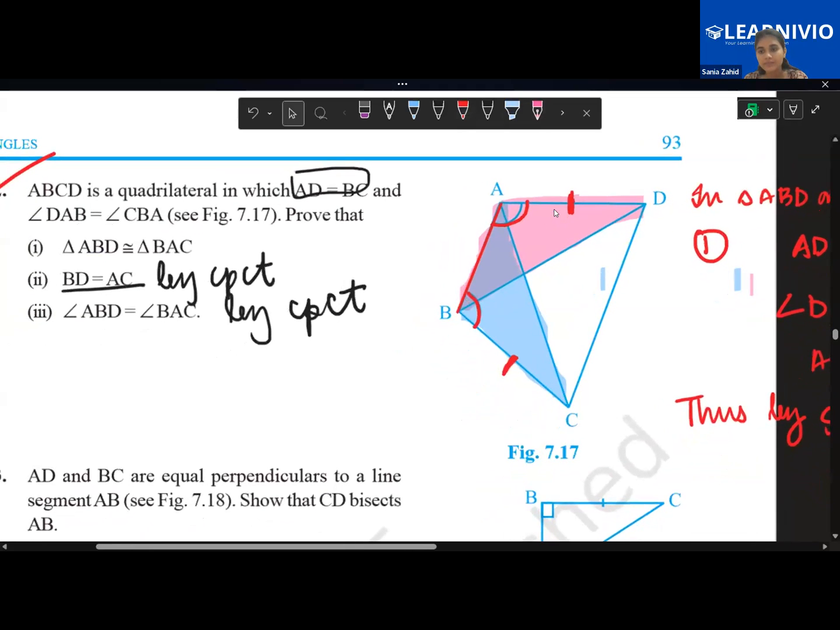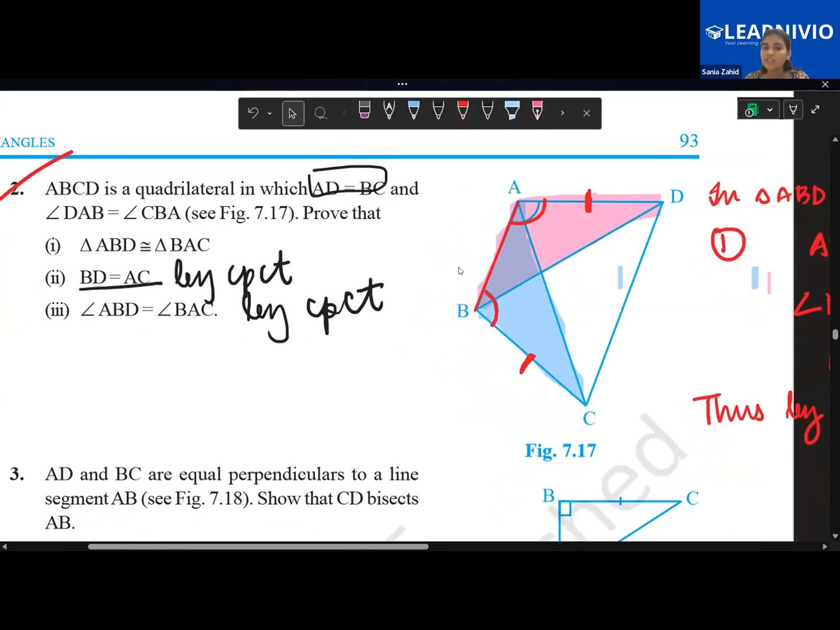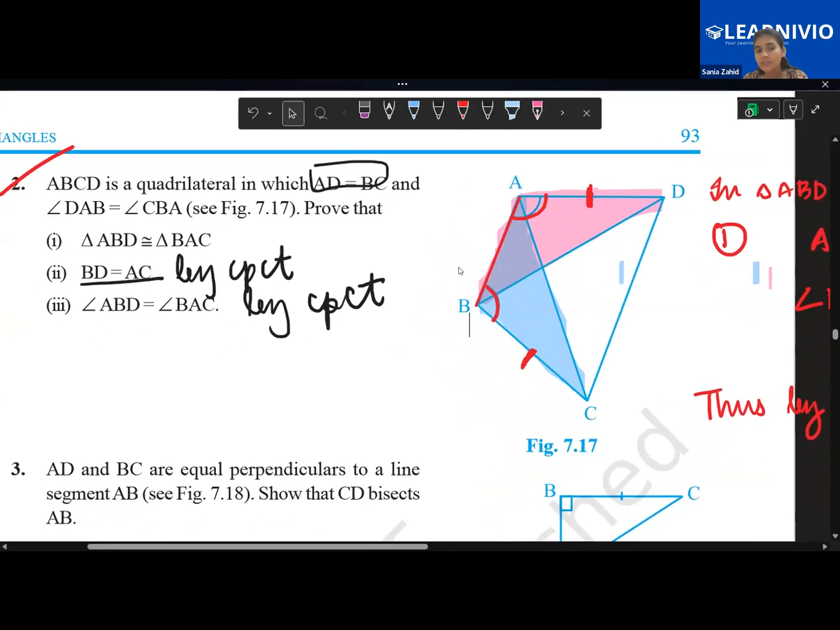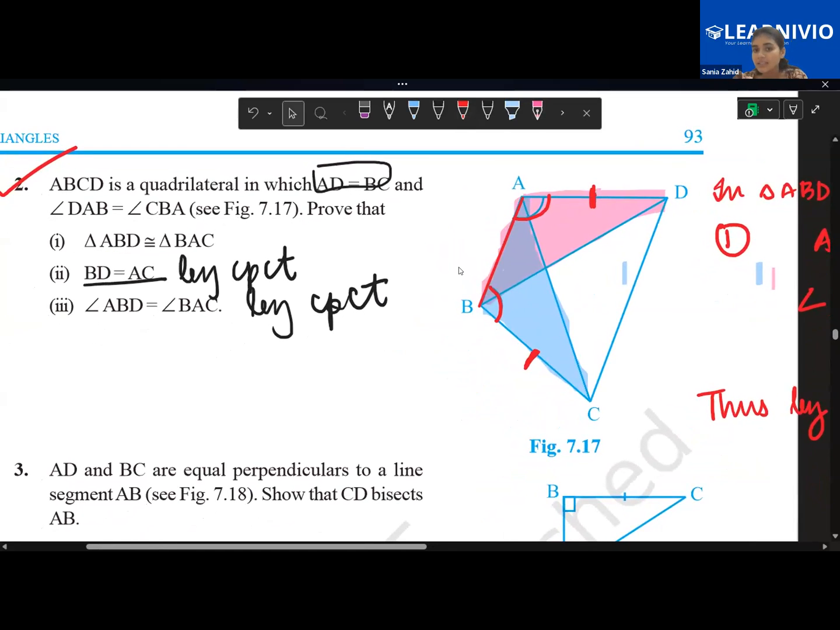Got it? Yes, ma'am. So that is why, children, it's congruent by CPCT. Then BD and AC lines. So where is the BD line? BD is this line and AC is this line. Now these lines are also equal to one another. And how are they equal? You say they are equal by CPCT. Because for two congruent triangles, you can say any two sides are equal or any two angles are equal. How? By the criteria of CPCT.